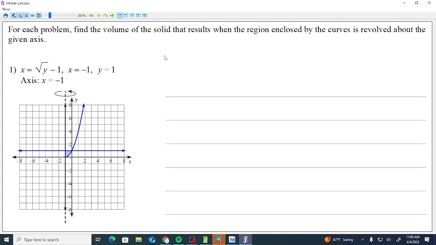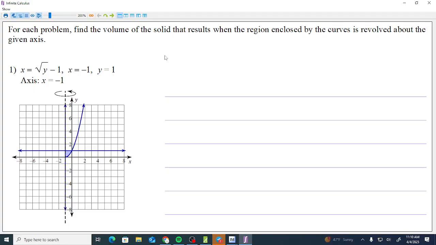We're just turning everything sideways. So now we're going to go this way. Our limits, our boundaries, are going to be the lower and the upper y value of our shape. That's 0 and 1. And then this guy is x equals the square root of y minus 1.